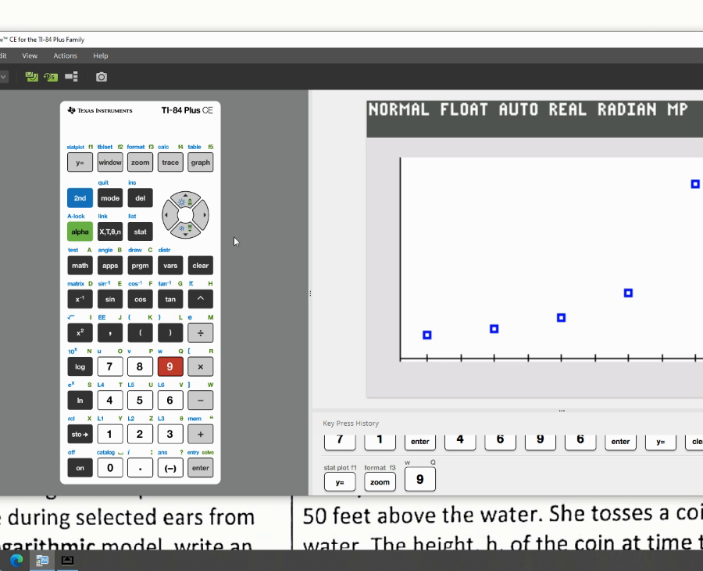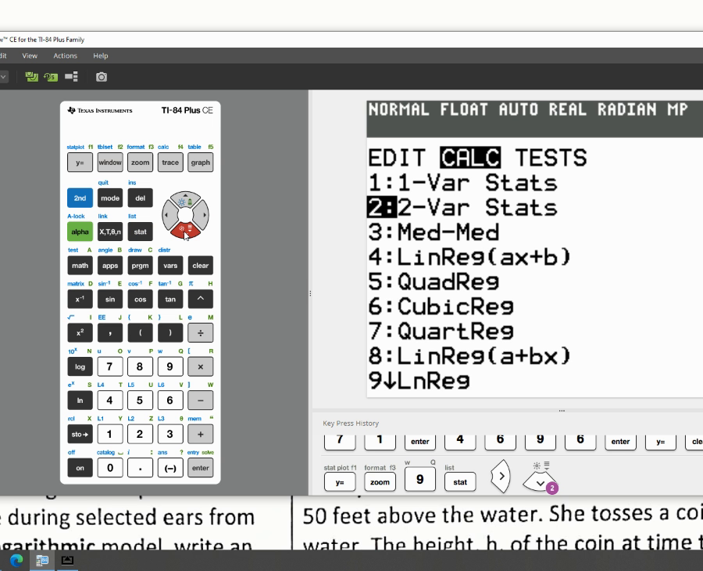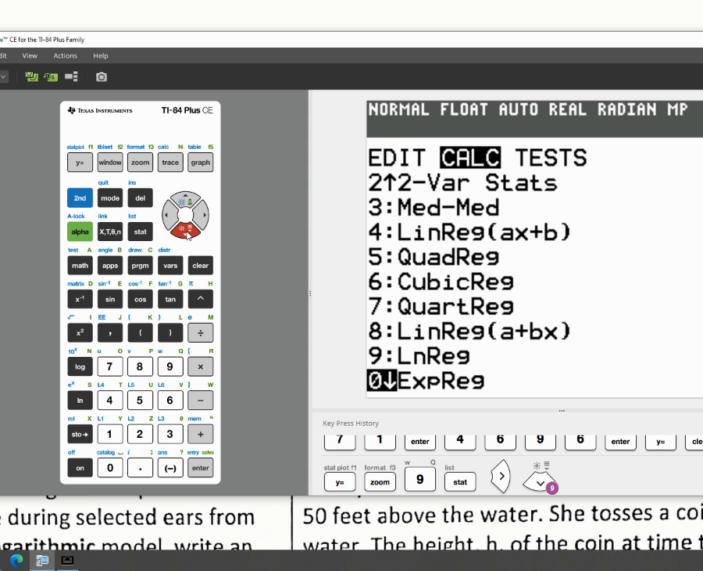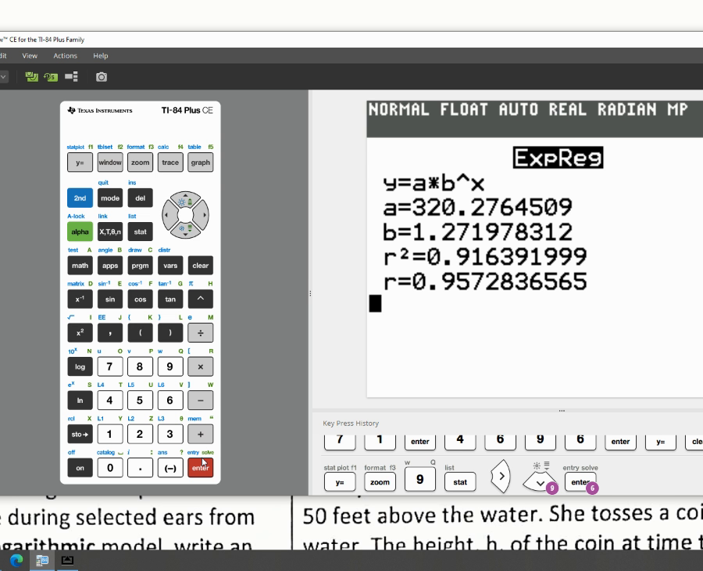All right, so I'm going to go back to what? Stat. But this time I'm going to go over to calculate, and I'm going to run a number 0. Exp-reg. Exponential regression. Push enter a few times, and voila. Now, can we be pretty confident in this being exponential based on our data here? Look at your R. Your correlation coefficient is R. It's about 0.96, isn't it? 0.96 is pretty solid.